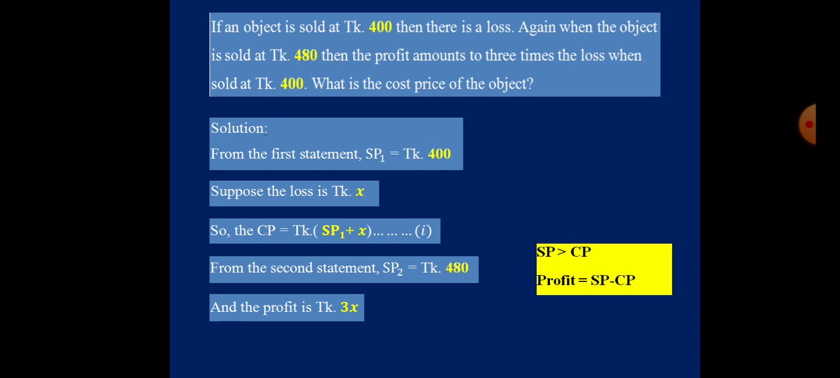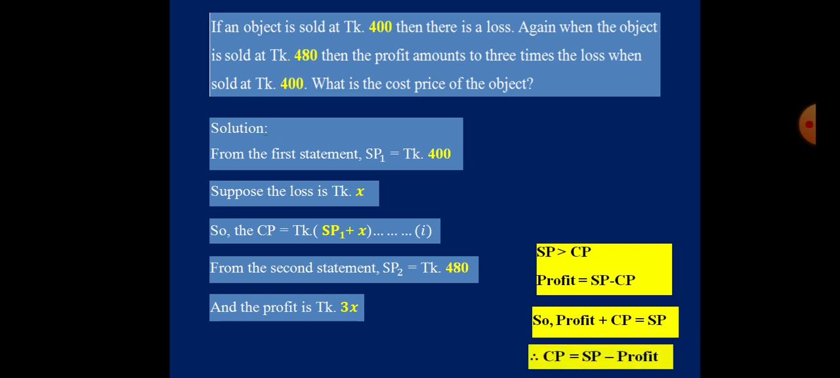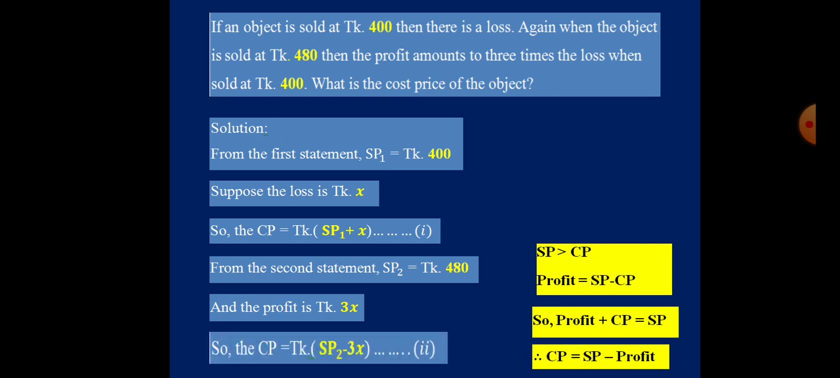And you all know when you are in profit, that means the selling price is greater than the cost price, and in that case profit equals selling price minus the cost price. And if you take the cost price on your left, then profit plus cost price equals the selling price, and that means the cost price is selling price minus the profit. So on your left, the cost price should be selling price 2 minus 3x. See if you understand it. I told you this one is one of my favorite problems, and this is very important for your exam too.